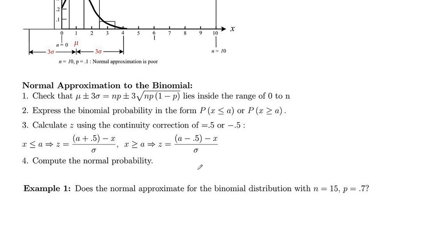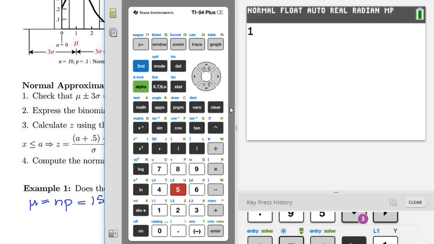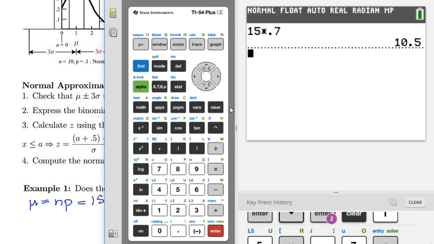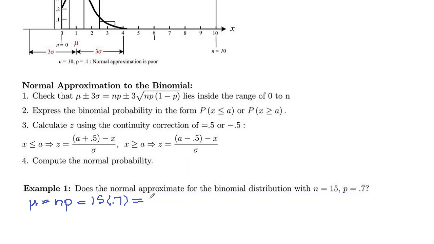So let's do the first step here. Let's check if the normal approximation for the binomial is good with n equals 15 and p equals 0.7. So our mean here is n times p, and so that's 15 times 0.7, and let's compute that on the calculator. So 15 times 0.7, so we got a mean of 10.5.